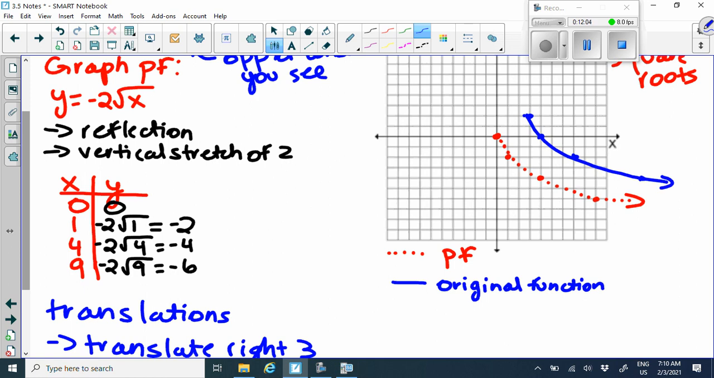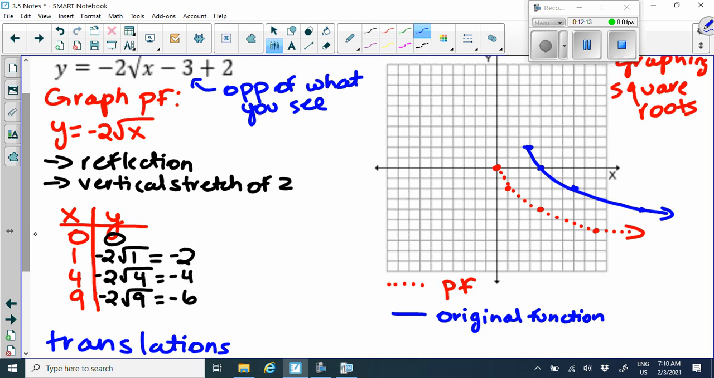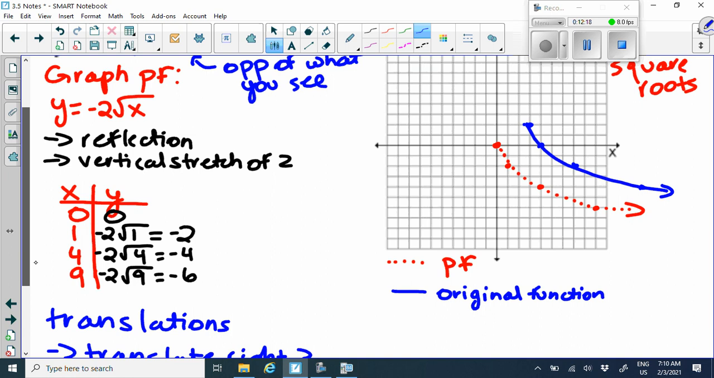Now our last thing that we need to do is figure out the domain and range, in this case of the blue. So you're really finding the domain and range of your original function, which in this case is y equals -2 square root of x minus 3 plus 2.